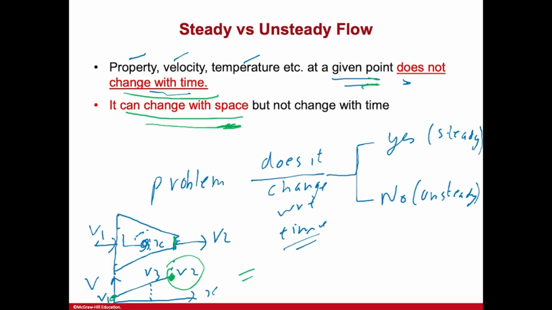This is what I want to emphasize, and some confusion that students have is the fact that when they are looking at a problem, you have to make sure that you are looking at if that property is changing with respect to time. So the time part is very important. It can change with space. Only if it changes with time will it be called an unsteady problem. If it is not changing with time, then that's a steady problem.